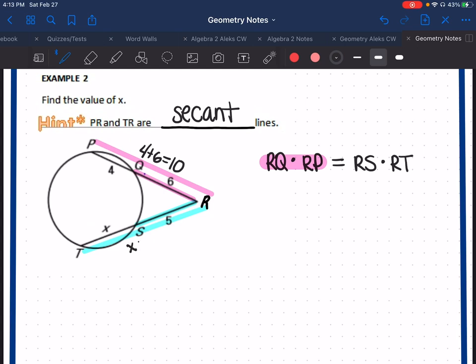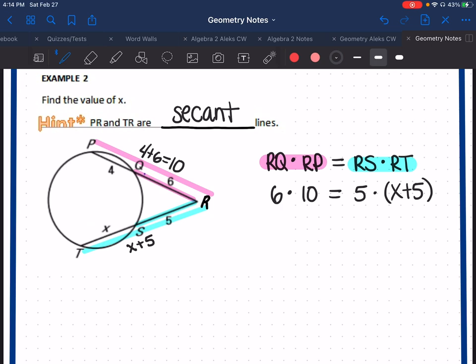Now take a look at RT. I'm going to do x plus 5, just like I did 4 plus 6, but I don't know x yet, so I can't say that it equals 10 like I did up above. And then there's my blue side. All right, let's just plug in. So RQ is 6 times RP, which we said was 10. RS is 5 times RT, which we said is x plus 5.